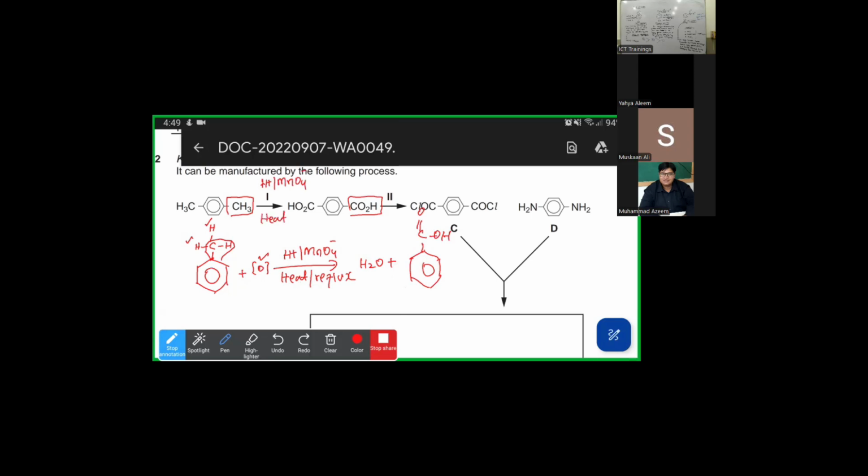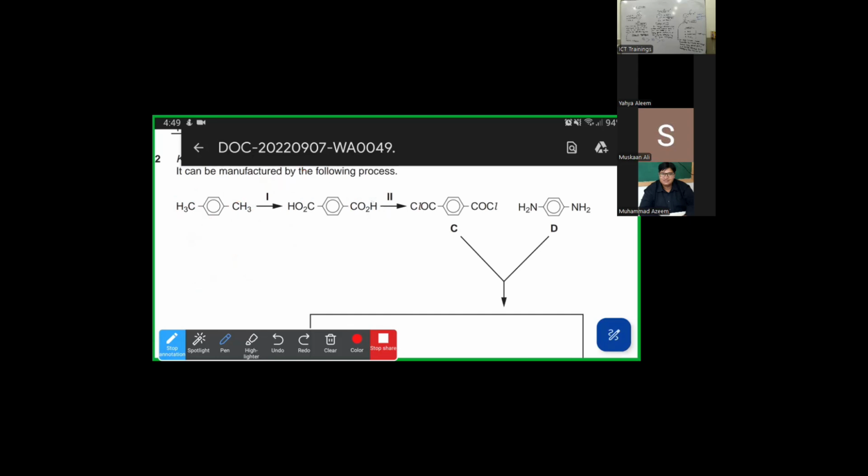So if you look up here, you got two methyl groups. This methyl group would change into carboxylic acid, and this methyl group changes into carboxylic acid. So this is basically the oxidation carried out by acidified manganese ions. Did you get it? I have already covered this in the previous chapter. Now have a look up here.